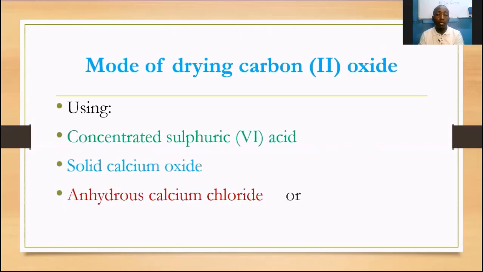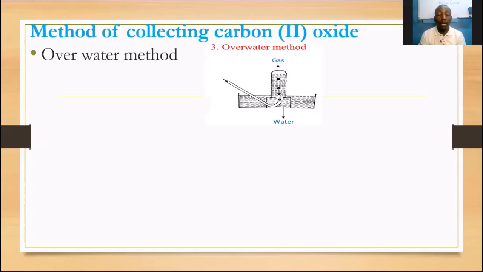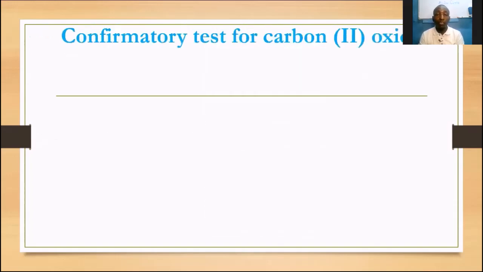I can use any of the drying agents. I can use concentrated sulfuric acid, calcium oxide, anhydrous calcium chloride, silica gel, among others. So carbon 2 oxide does not react with any. It's a neutral gas. How do I collect the gas? Over water method. The gas is slightly soluble in water. I can use a syringe in case I need it dry. Yes, etc. Confirmatory test. How do I confirm that this gas is carbon 2 oxide?